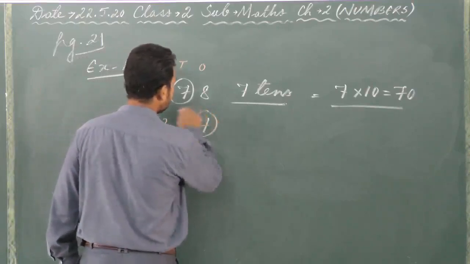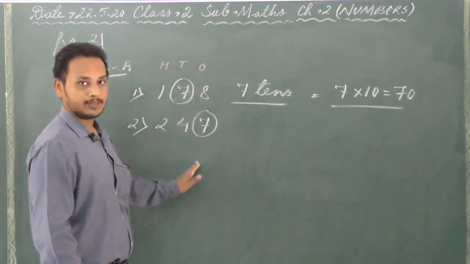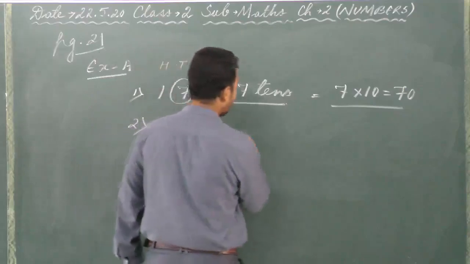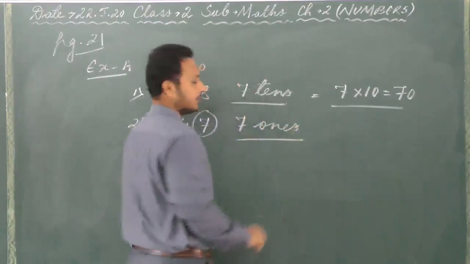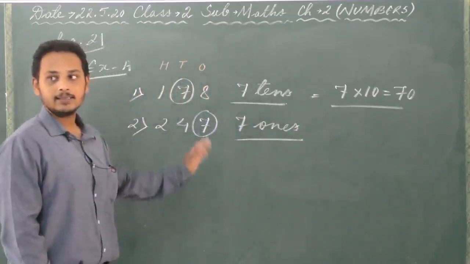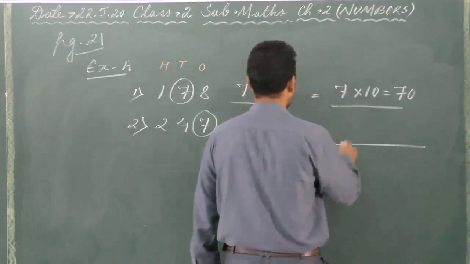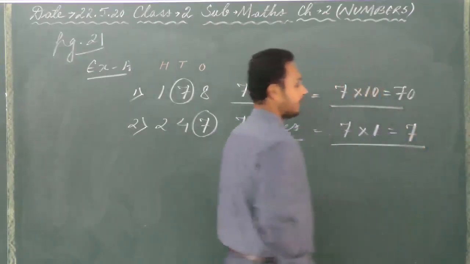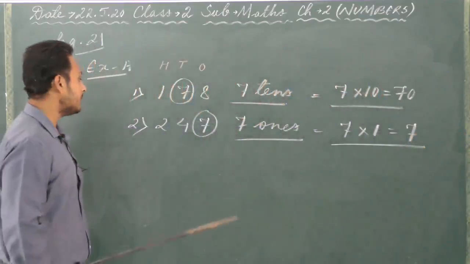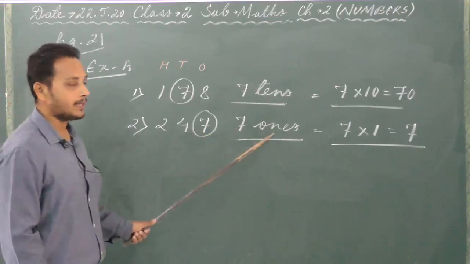247, and again 7 is circled, but this time the 7 is in the ones place. So what are we going to write in the first blank? 7 ones. Since it is in the ones place, 7 ones. Then in the next blank we will write 7 into 1 is equal to 7. Pay attention once again. 7 is in the ones place, so we wrote 7 ones.